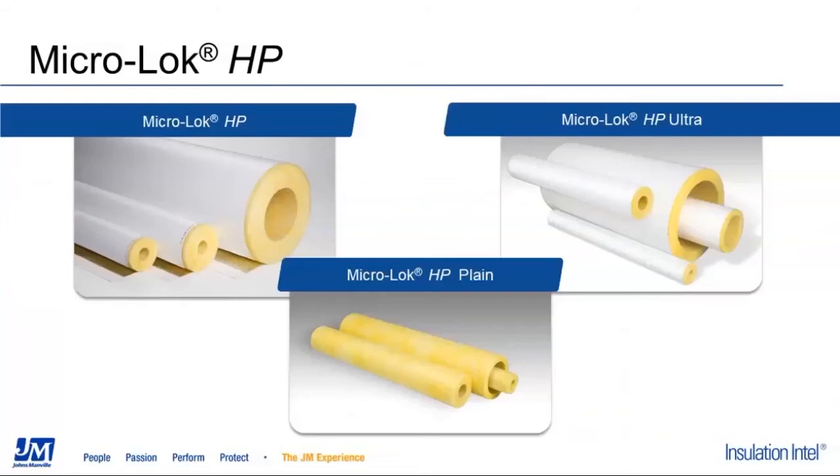Microlock HP is offered with an ASJ or an all-service jacket, and that jacket is composed of an outer layer of bleached kraft, a reinforcing middle layer of fiberglass scrim, and an inner layer of aluminum foil. Microlock HP Ultra is offered with a polypropylene coated ASJ jacket, so it's all the same layers that I just mentioned, but with a polypropylene coating on the exterior that supports better moisture resistance and cleanability.